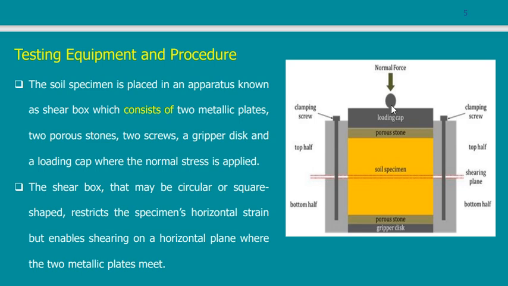What do you expect if I increase the normal stress? Would the soil be stronger or weaker? Anybody can think? If I increase the normal stress on top of my sample. Stronger, yes. Why? Because when I increase the confining pressure or the pressure on top, then any other pressure acting on the soil should be more to overcome the effect of the normal stress that I have added.